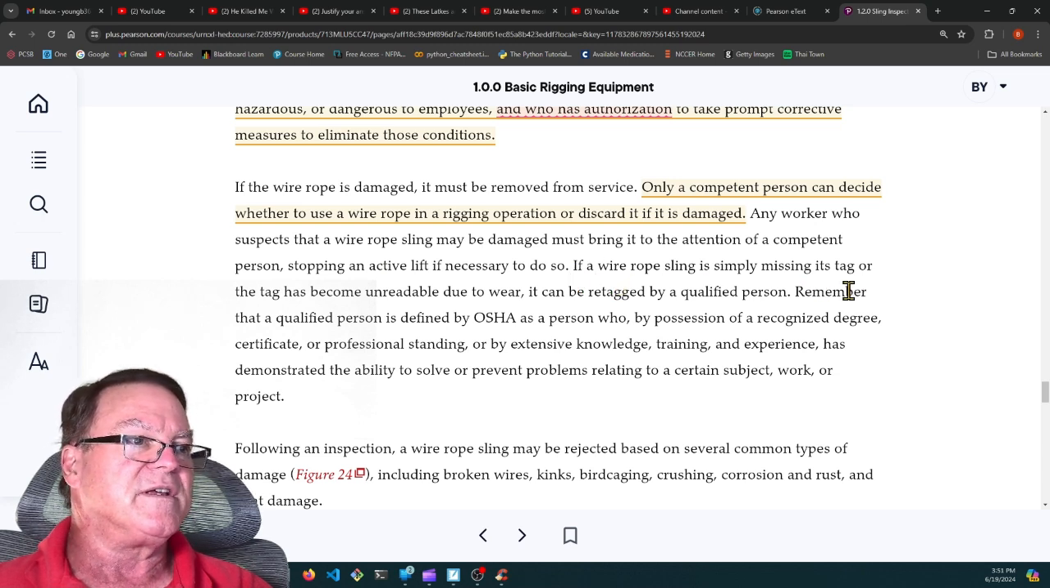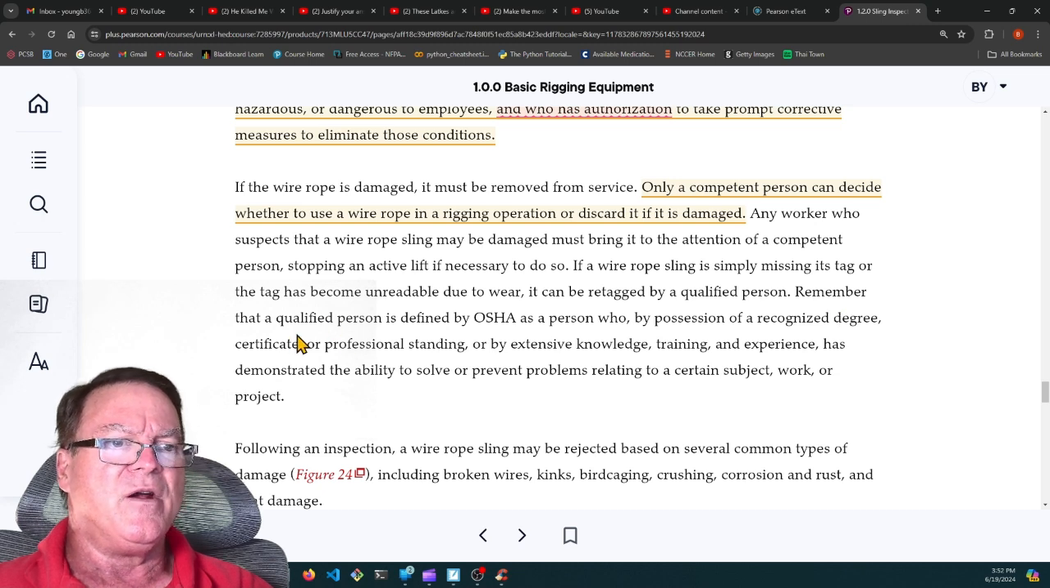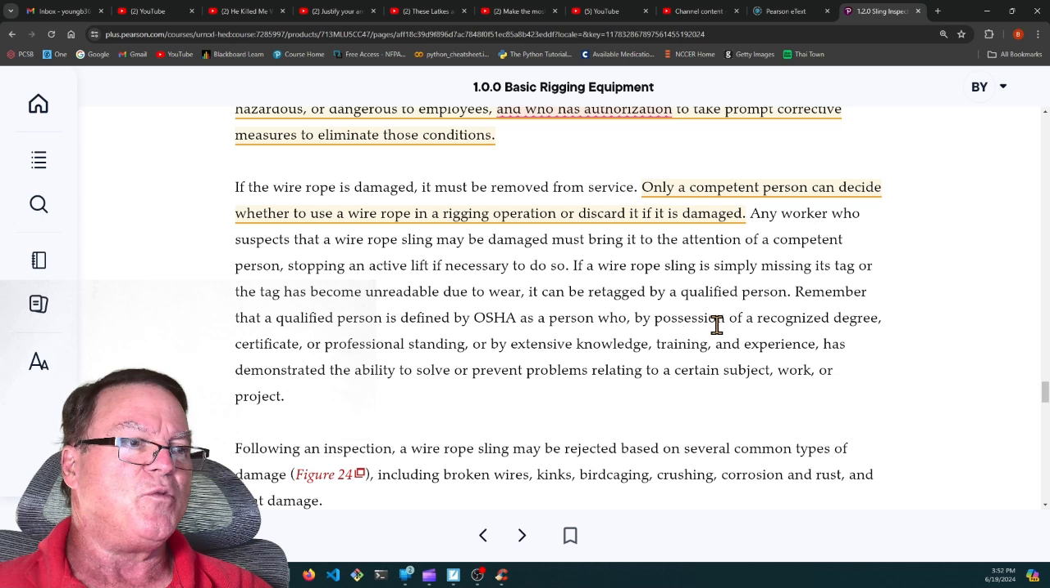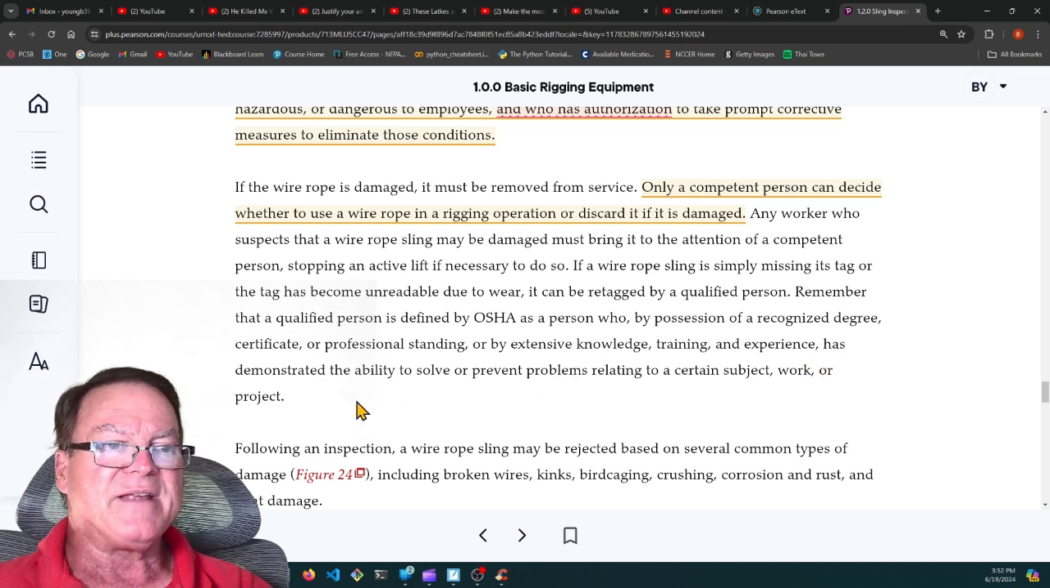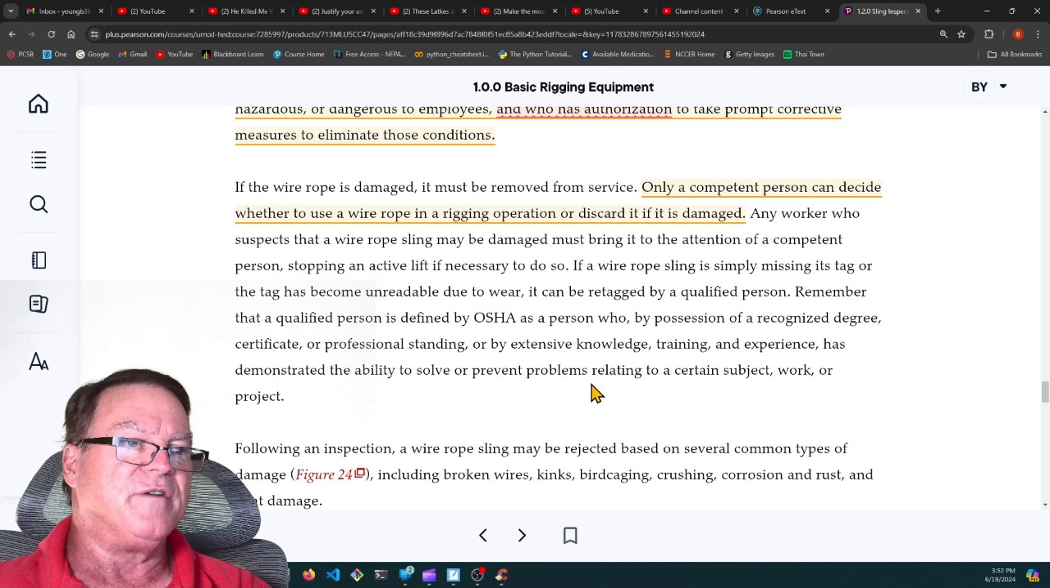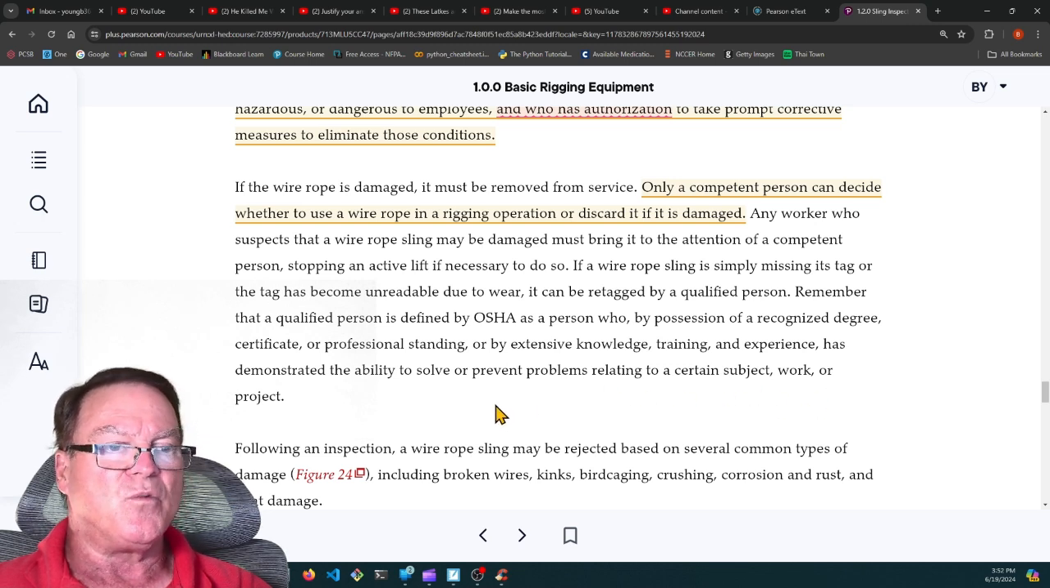If a wire rope sling is simply missing its tag or the tags become unreadable due to wear, it can be re-tagged by a qualified person. Remember that the qualified person is defined by OSHA as a person who, by possession of a recognized degree, certificate, or professional standing, or by extensive knowledge, training, and experience, has demonstrated the ability to solve or prevent problems relating to a certain subject, work, or project.